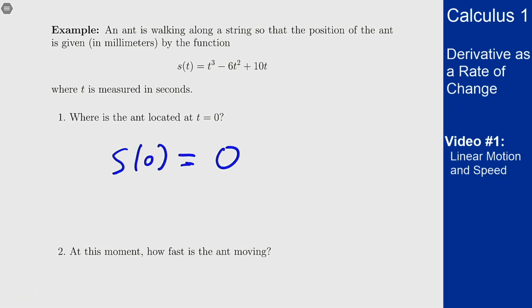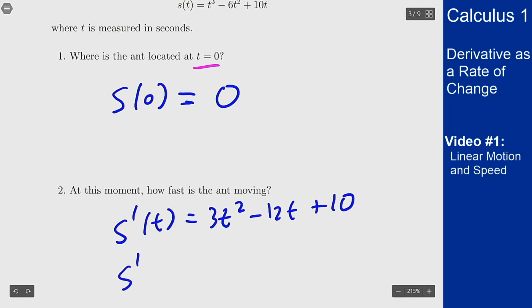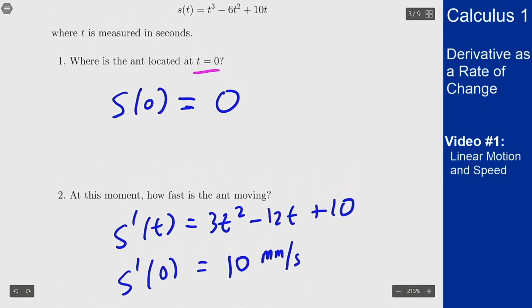At this moment, how fast is the ant moving? For this, I want the derivative at 0. So s prime of t as a function is going to be 3t squared minus 12t plus 10. Therefore, at the moment when t equals 0, the velocity at 0 is 10, which means it's moving at a rate of 10 millimeters per second, because those are the units defined in the problem. And it's moving to the right, because it's going in the positive direction on the axis.